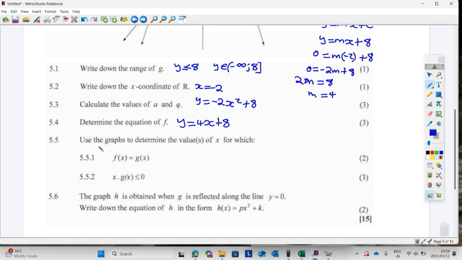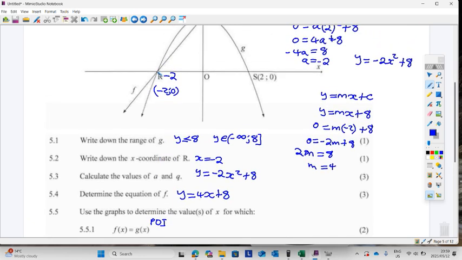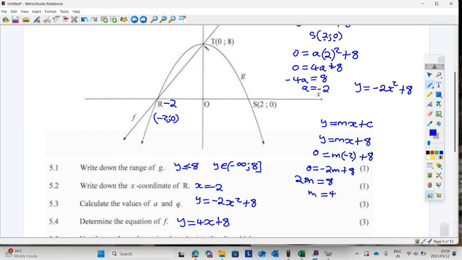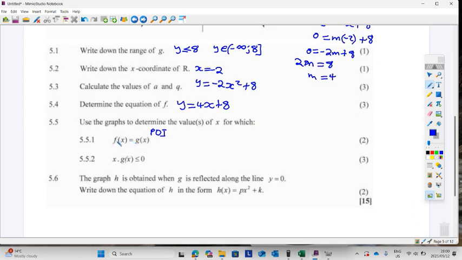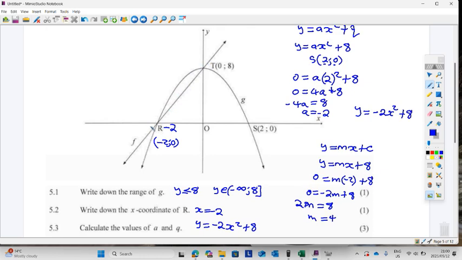And then from there, use the graphs to determine the values of x for which this one is asking for the point of intersection. This is the point T and point R. Those are the values where F is equal to G. Normally, when we determine the coordinates for these things, we ask you to equate the two graphs. But in this case, there is no need for you to do that because the coordinates for intersection are given. x is equal to 2 here, and for this one, x is equal to 0.